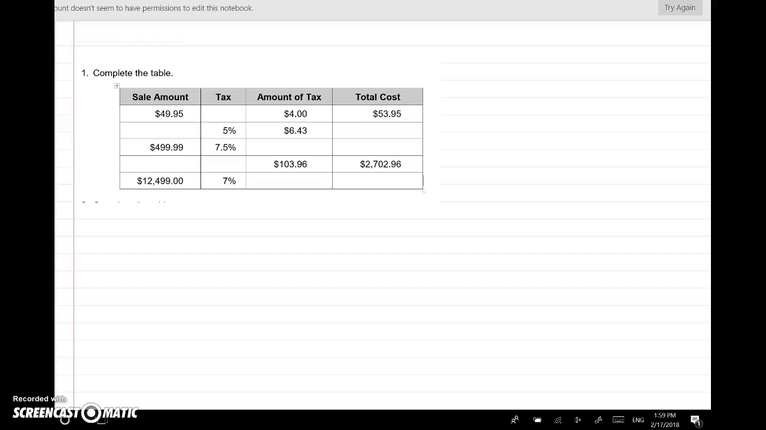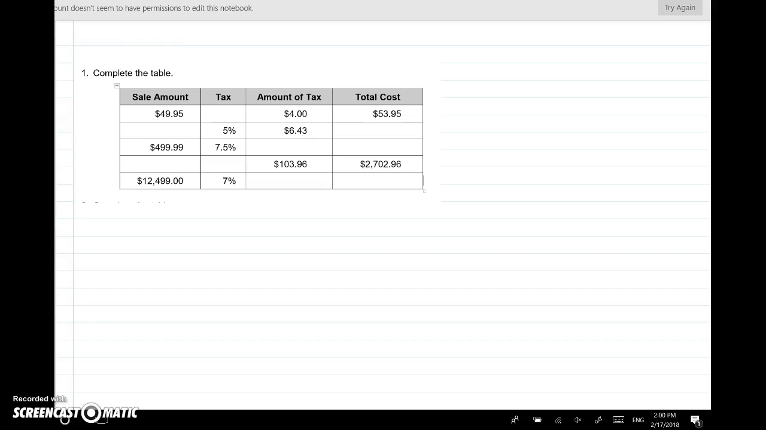on the handout that I gave out on Friday. If you didn't get a copy of the handout or you left it at school, you can go to Google Classroom and download it there and then come back to this video so you can watch it. Now, we're dealing with sale amount, taxes, amount of tax, and total cost according to this table here.